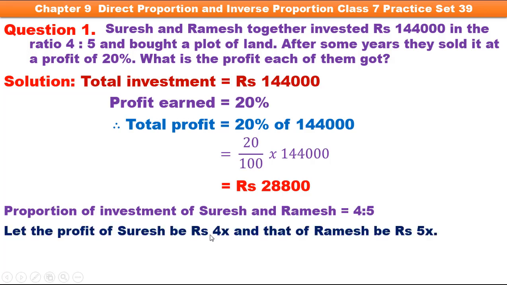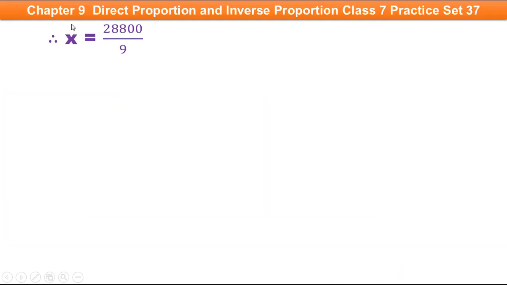Let the profit of Suresh be rupees 4x and that of Ramesh be 5x. Therefore, 4x plus 5x is equal to 28,800. Therefore, 9x is equal to 28,800. x is equal to 28,800 divided by 9 is equal to 3,200.